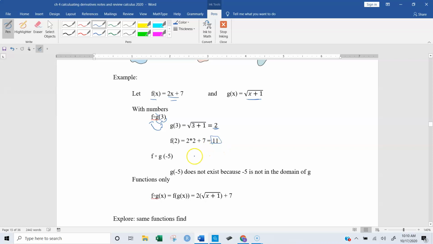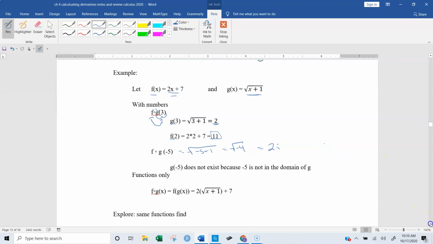All right, pause and do yours. Okay, I hope you had trouble with that one. Because now, when you plugged in -5 plus 1, your answer was the square root of -4. Square root of -4 is 2i. 2i is imaginary, therefore it is not in the domain, and this function is not possible. It doesn't exist.